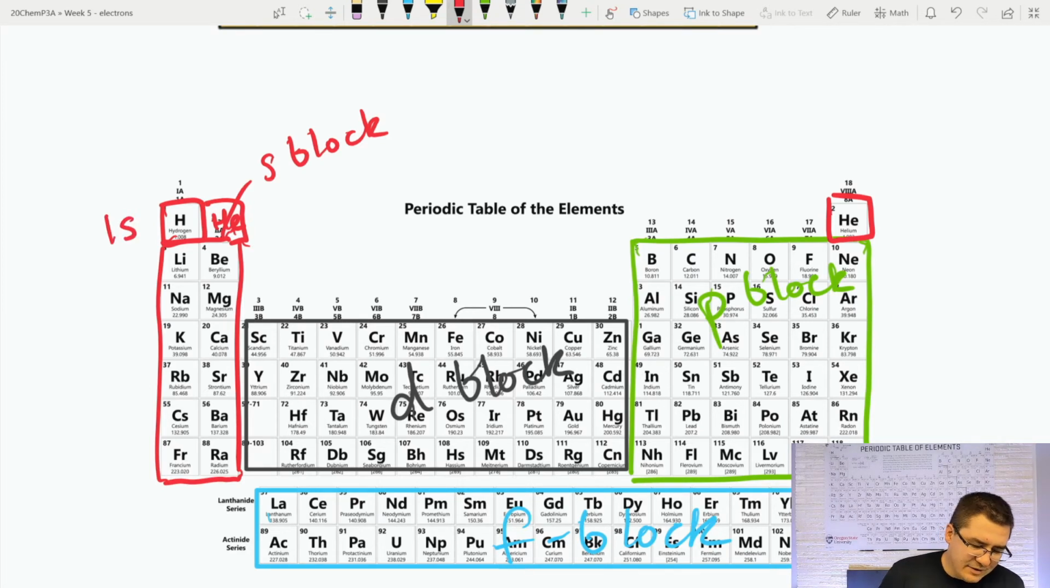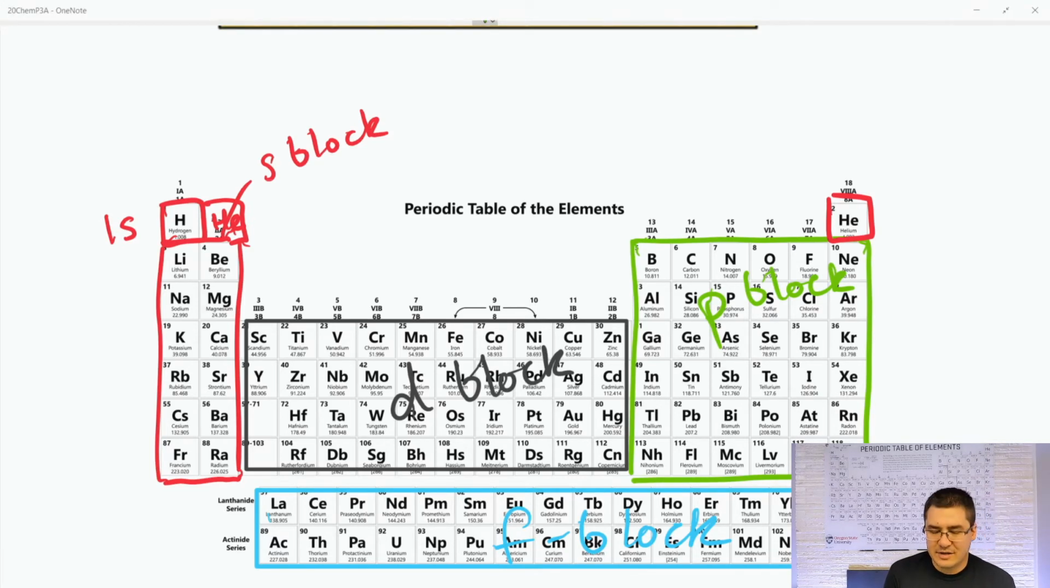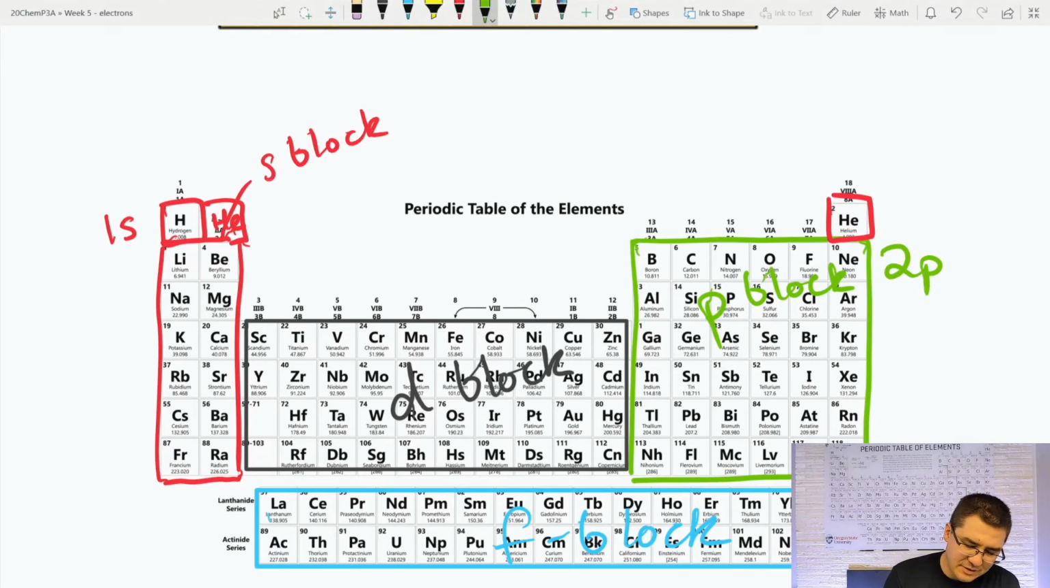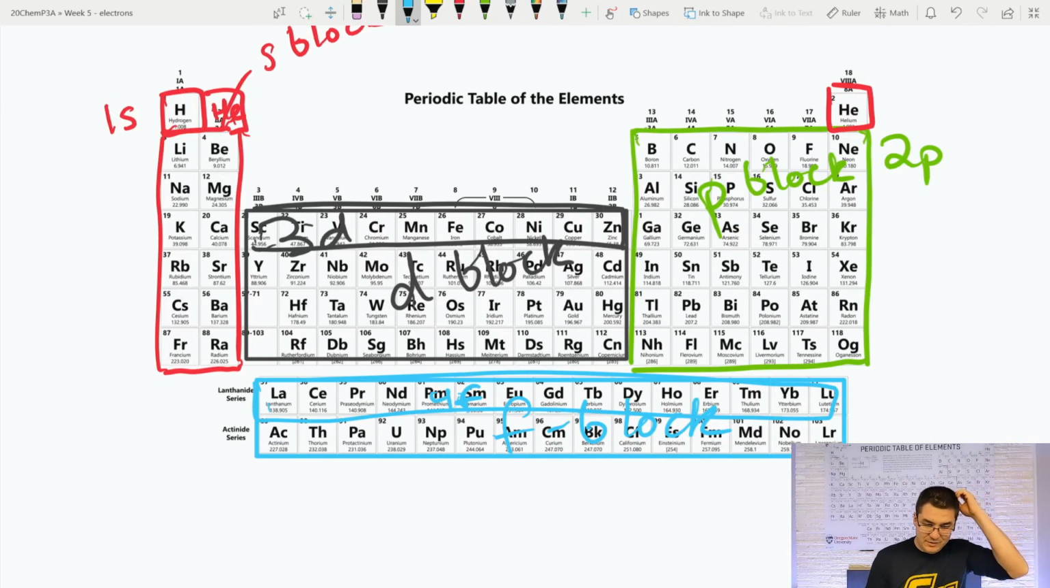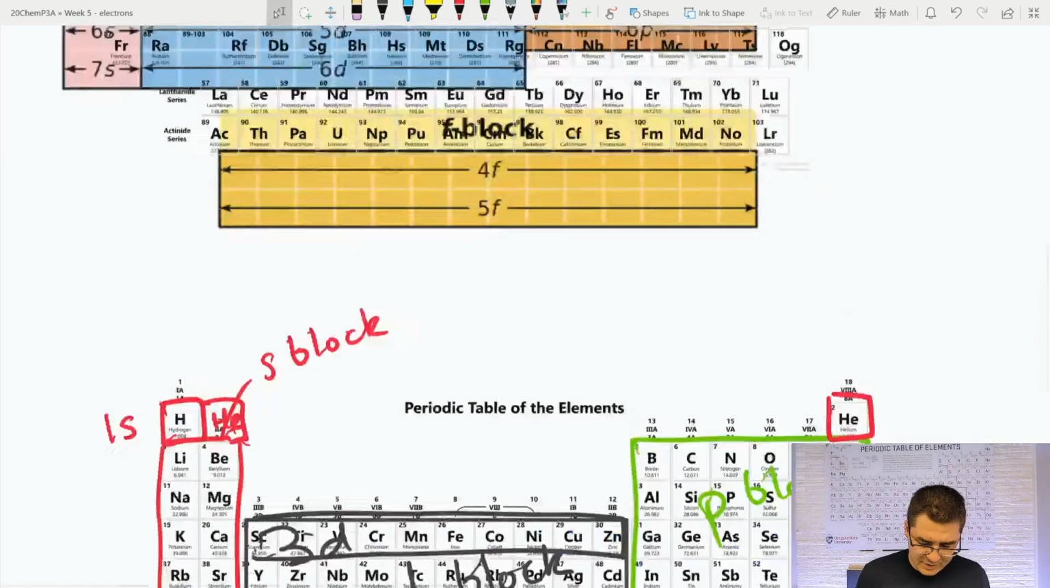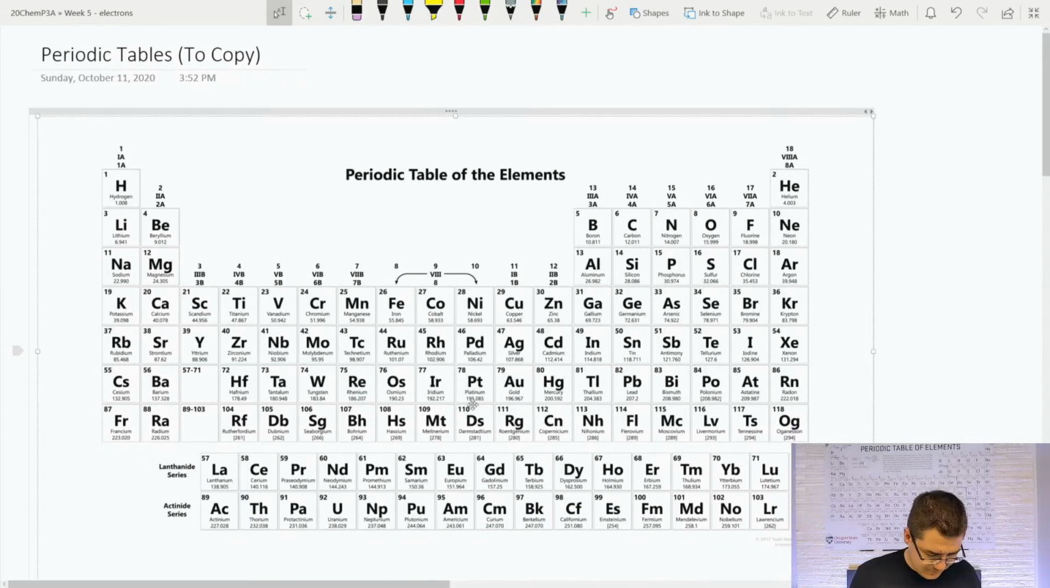So here you go. Remember, the top of the S block starts at the 1s, and then you increment downward. The top of the P block starts at 2p. The top of the D block, this row right here, is the 3d. And the top of the F block is the 4f. So it goes 1, 2, 3, 4, S, P, D, F, and that will map out the entire periodic table. Here's an example. Let me copy that again.